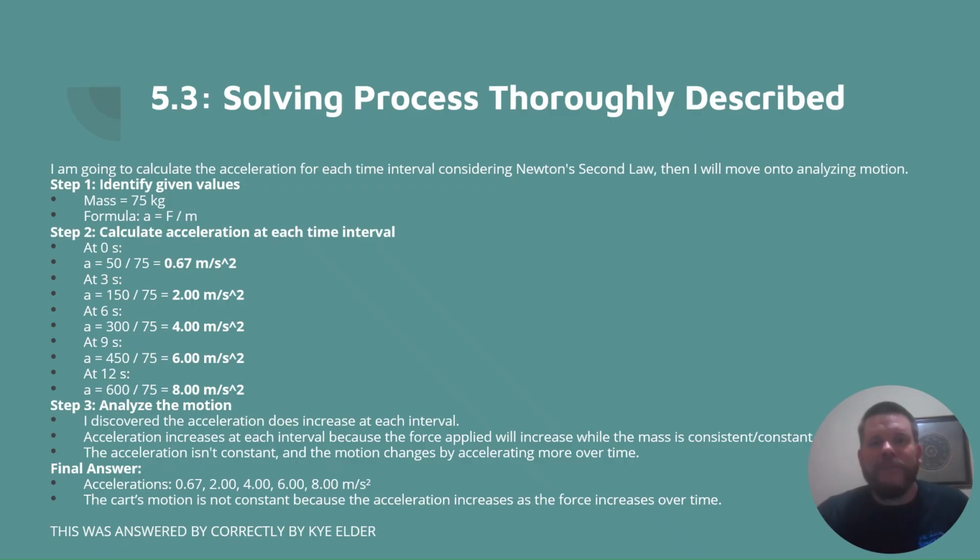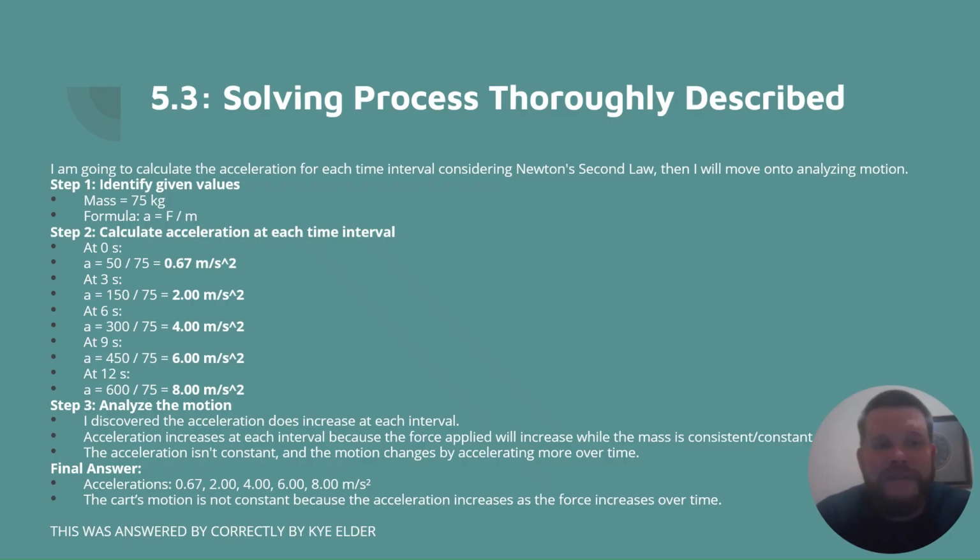And the solving process thoroughly described. I'm going to calculate the acceleration for each time interval, considering Newton's second law. Then I will move on to analyzing motion. Step 1, identify given values. Mass equals 75 kilograms. Formula: A equals force divided by mass. Step 2, calculate acceleration at each time interval.